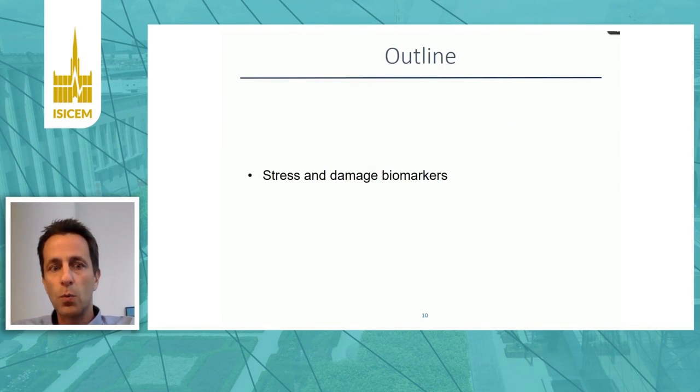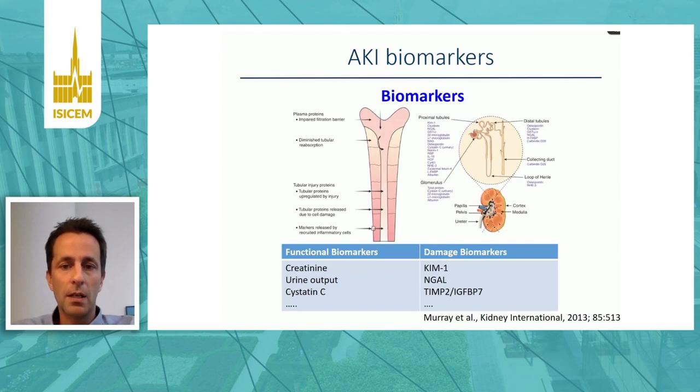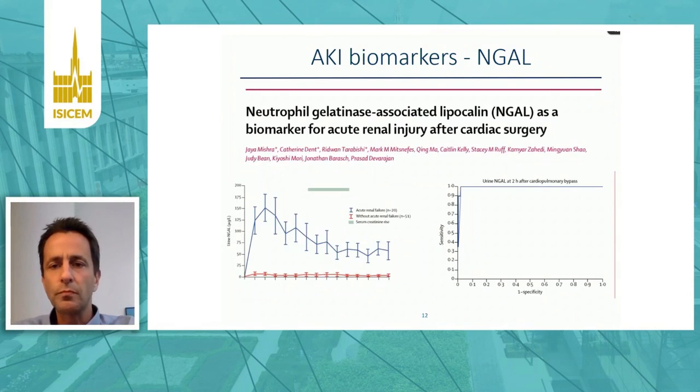In the next part, I will talk about stress and damage biomarkers. When we talk about biomarkers, we have to distinguish between functional biomarkers, for example, creatinine, urine output, cystatin C, and damage biomarkers. And here on the right side, in the upper figure, you see that nowadays we know a lot of biomarkers and they have different locations. And I will focus on NGAL, TIMP2, and IGFBP7 because these biomarkers can be measured at the bedside by using point-of-care devices.